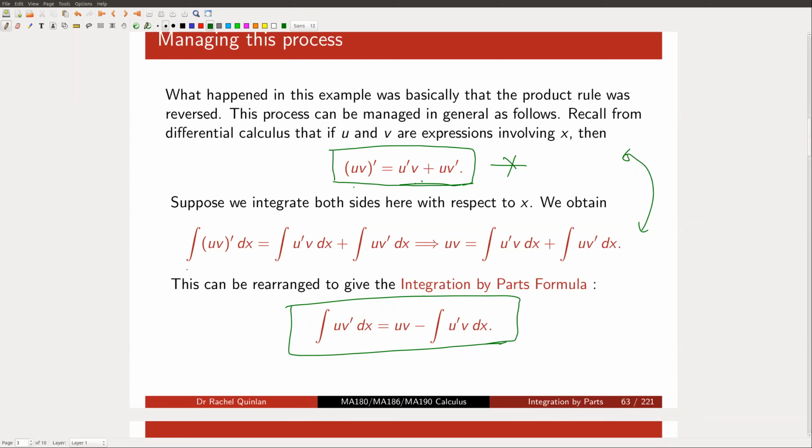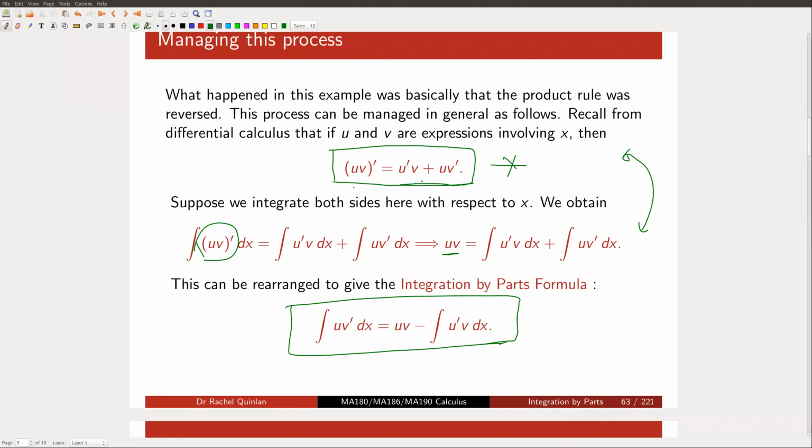So this is saying the indefinite integral of uv dash is equal to the indefinite integral of u dash v plus the indefinite integral of uv dash. So that's just an unnecessarily complicated rewriting of the product rule. But when we think about what all these things mean, uv dash is the derivative of uv. So its antiderivative is just uv. Essentially the dash and the integration sign reverse each other and cancel, because we're integrating the derivative of something, we just get something back.